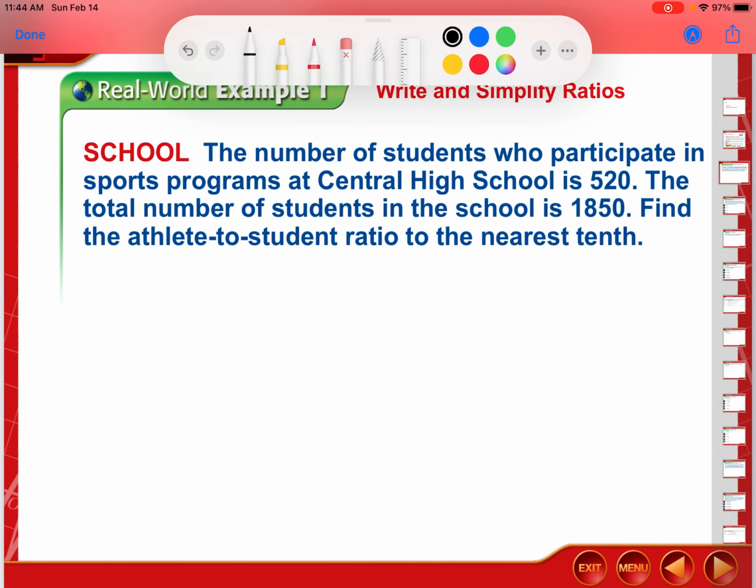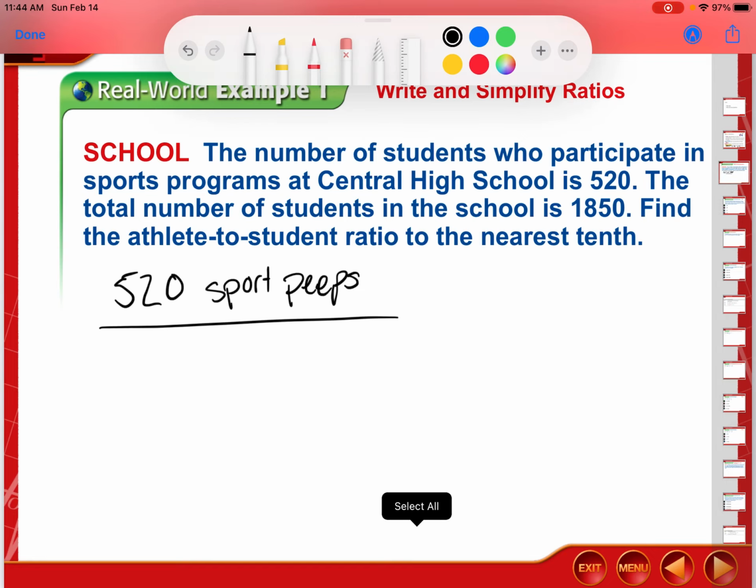So, school. The number of students who participate in sports programs at Central High School is 520. So 520 sport peeps. The total number of students in the school is 1,850 students. I don't have any witty name for them.